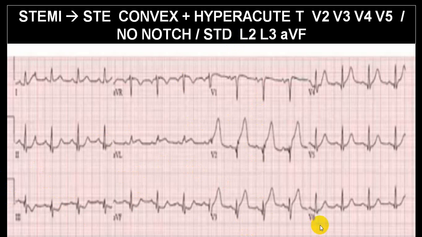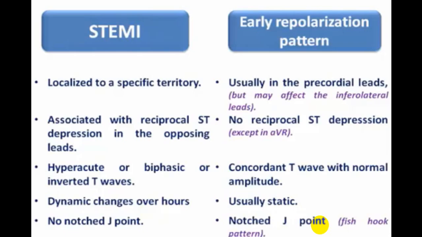This should not be misdiagnosed as early repolarization syndrome or J wave syndrome, or benign early repolarization. So in short, the difference, STEMI will have a localized territory like lead 2, lead 3, aVF, or V2 to V6, while here it will be in the precordial leads and may also be seen in inferolateral leads.